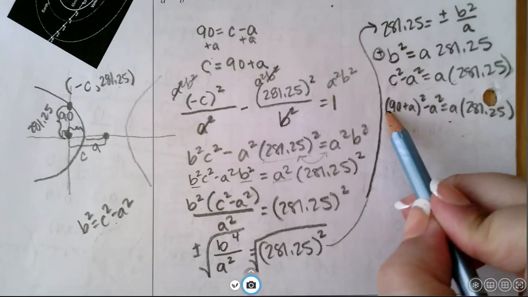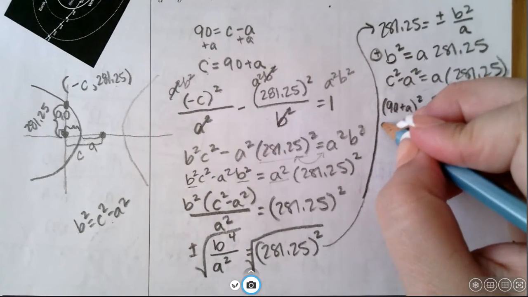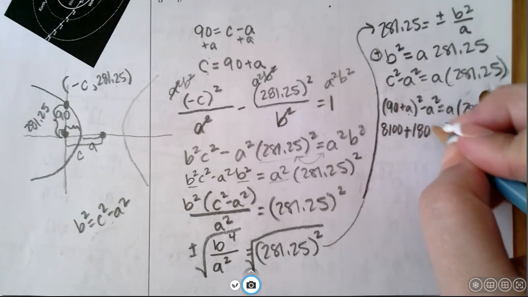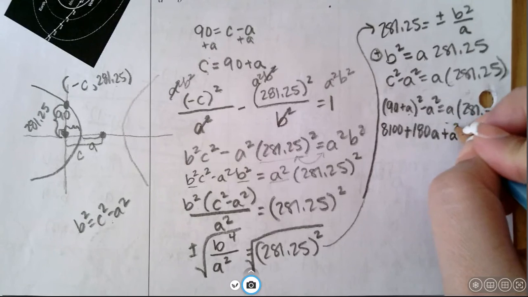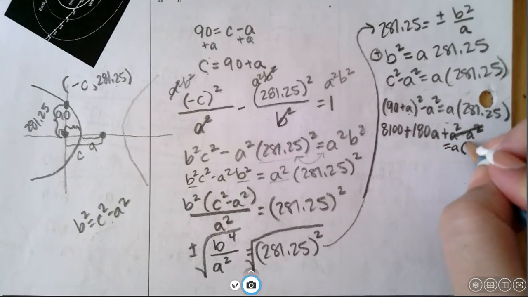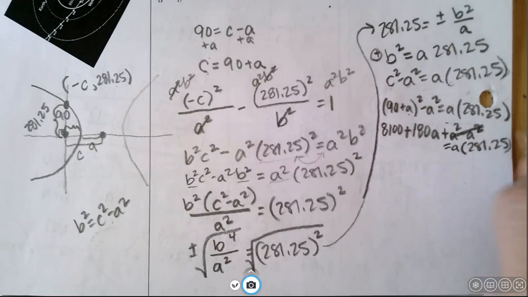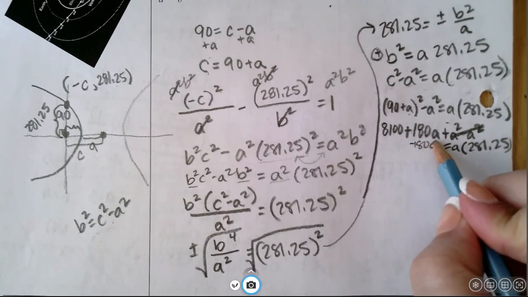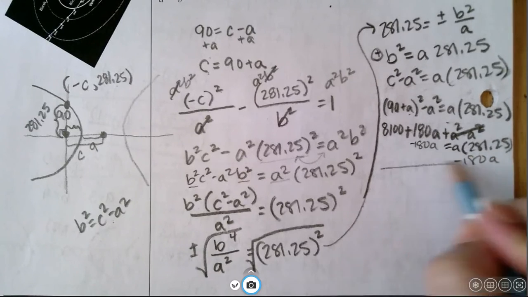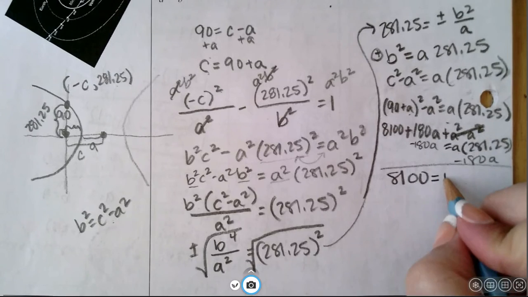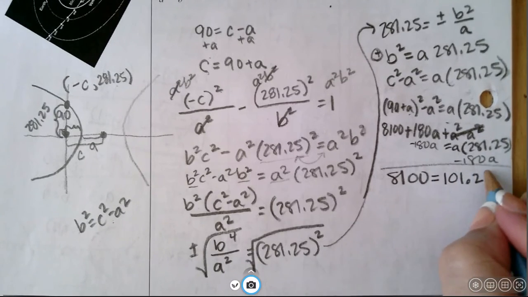We have a binomial squared here, so we have to FOIL it out. 8100 plus 90 and 90 is 180a plus a squared minus a squared. Hey, that makes us happy. Equals a times 281.25. So now we have 180a that we can subtract. Minus 180a to get 8,100 equals 101.25a.